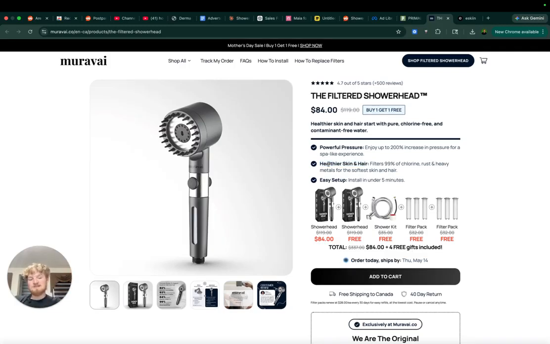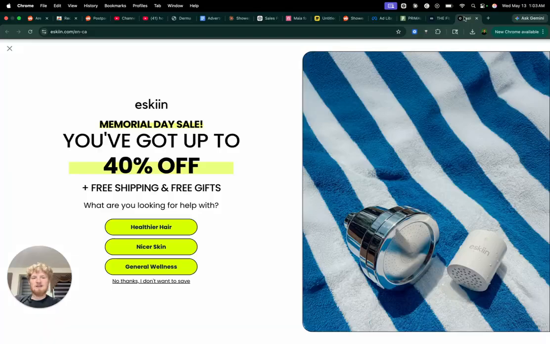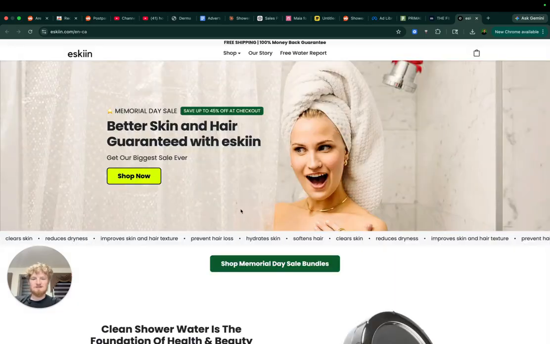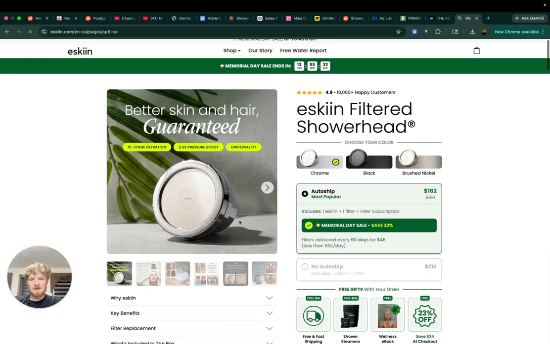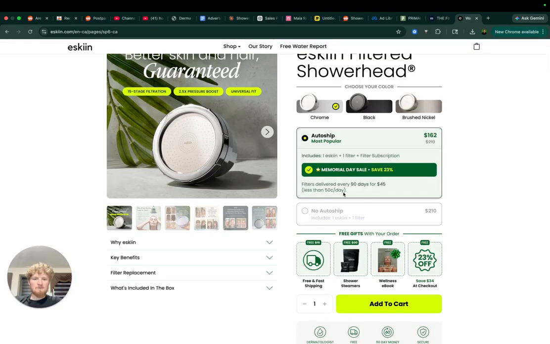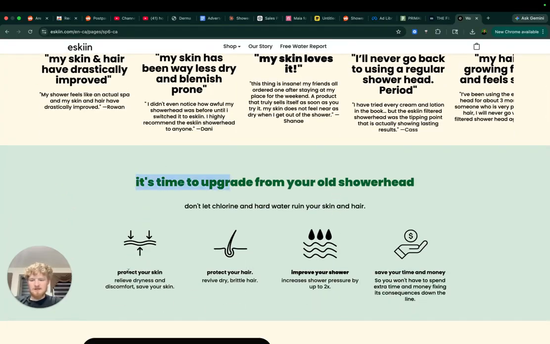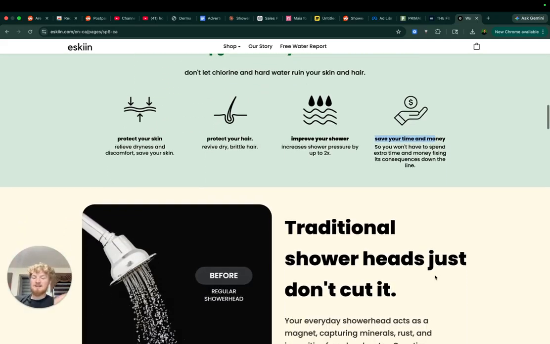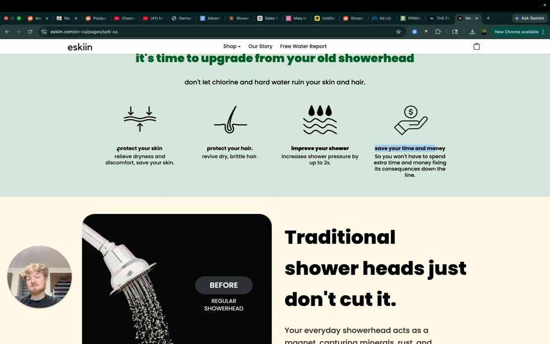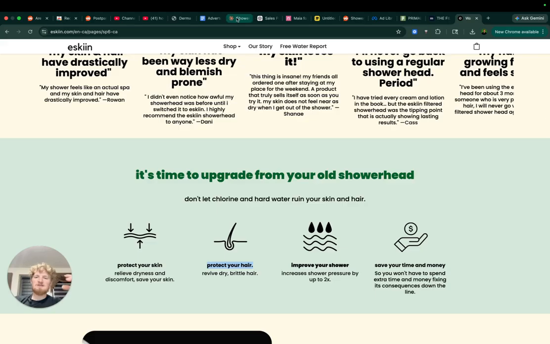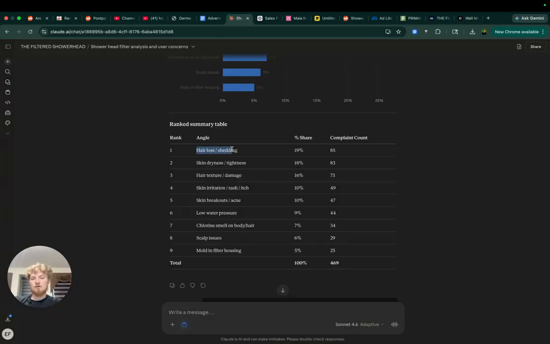So these guys again are doing our skin and hair. Let's go to these guys. Obviously healthier hair is what they're going for, so let's hit shop now here. If we come down here, we have protect your skin, protect your hair, improve your showers, and save money and time. Okay, that doesn't matter. But what we can see here is protect your skin, protect your hair. So everybody in this market is pretty much going for the top ones.